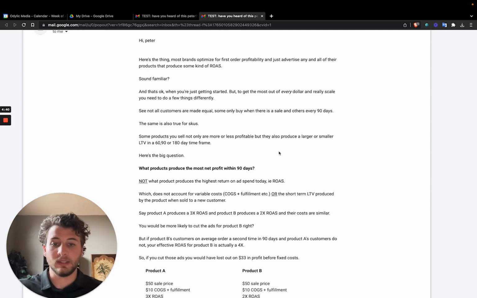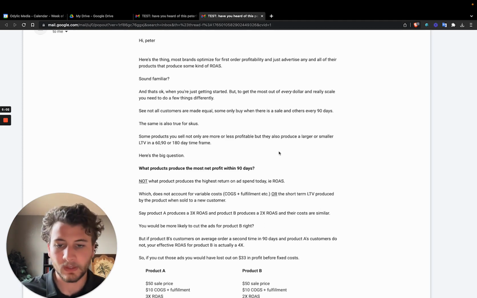So we have to take into account, obviously, first order profitability, which is basically ROAS besides the profit, but we also need to take into account the COGS, the variable costs, the fulfillment, all that kind of thing for that product. And then also what that short-term LTV looks like. And in this example, again, I will be using 90 days, but that does depend on your niche and your product, right?